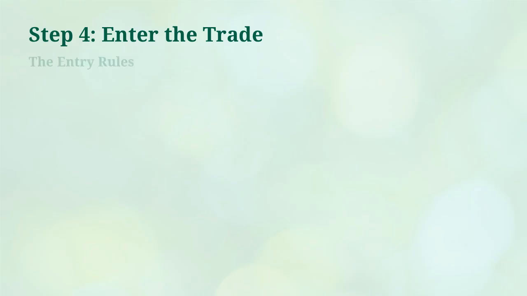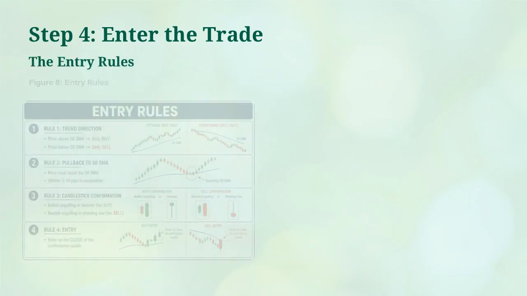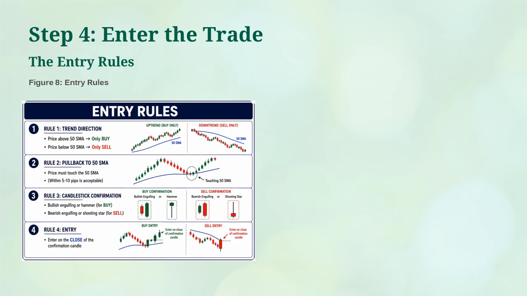The entry rules are clear. Reference Figure 8. Trend is identified. Price is above the 50 SMA for buy, below for sell. Pullback to the 50 SMA. Price has touched or come very close to the SMA. Confirmation candle. A bullish or bearish candlestick pattern has closed. Entry. Enter at the close of the confirmation candle or on the open of the next candle.